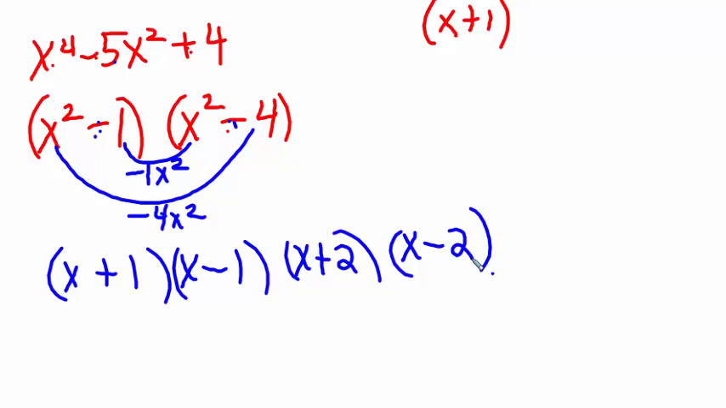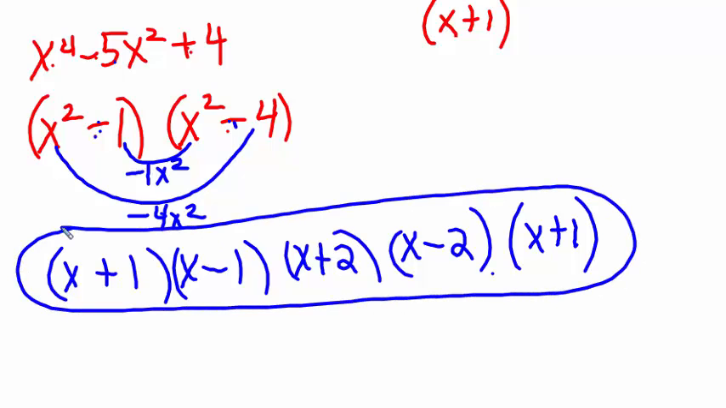So there are 4 of the factors. If we pair that up with the factor that they gave us in the original hint, we have all 5 linear factors for our final answer on this problem.